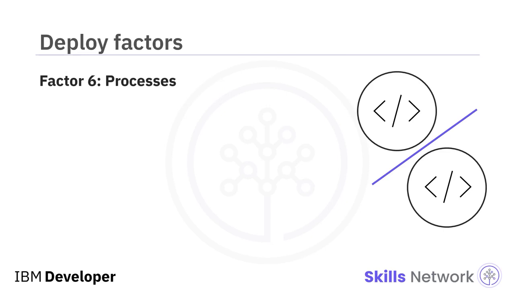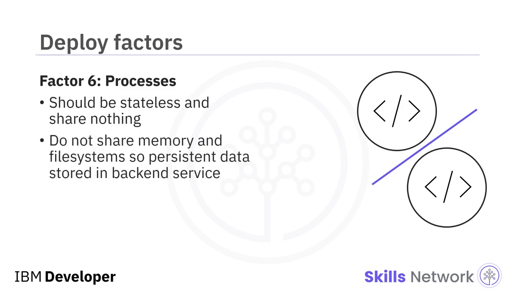Factor 6 is processes. An app executes in an environment as one or more processes. Processes should be stateless and share nothing. You should store persistent data in a back-end service like a database, since memory and file systems aren't shared across processes. If another process handles a subsequent transaction, the subsequent transaction won't have access to data within the prior process. As a result, data needs to be centrally stored.